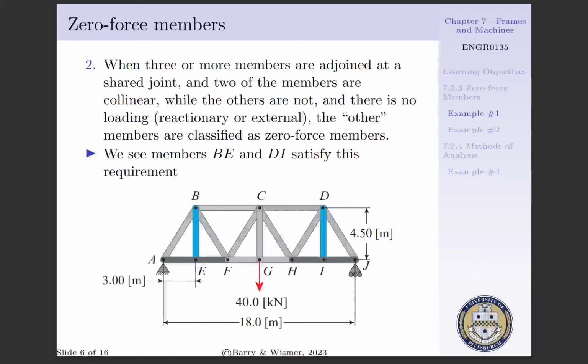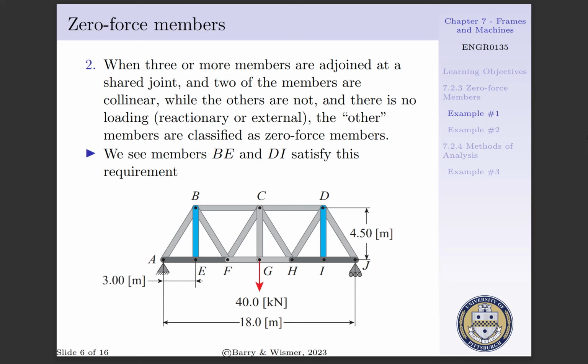We can also determine whether or not a member is a zero-force member by inspecting other members nearby. For instance, when three or more members are joined at a shared joint, for instance, members AE, EF, and EB are all connected at joint E, and two of the members are collinear, i.e. AE and EF, while the other is not, i.e. EB, and there are no reactionary or loading forces, then the other member, specifically EB, is classified as a zero-force member. Looking at the truss below, and based upon this definition, we can see members EB and ID are zero-force members.